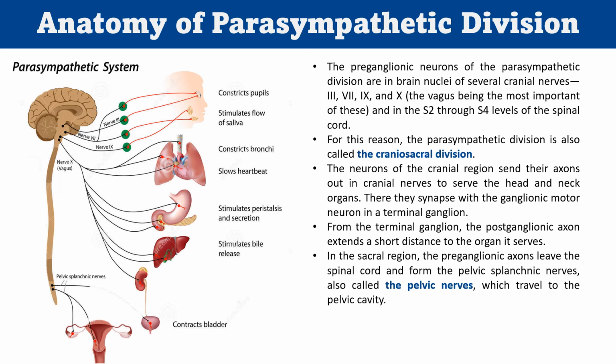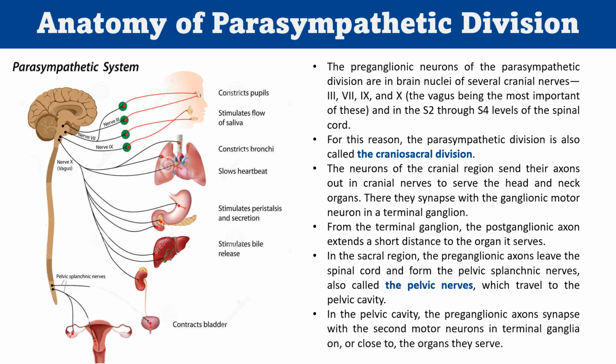In the sacral region, the preganglionic axons leave the spinal cord and form the pelvic splanchnic nerve, also called the pelvic nerve, which travels to the pelvic cavity. In the pelvic cavity, the preganglionic axons synapse with second motor neurons in terminal ganglia on or close to the organs they serve.